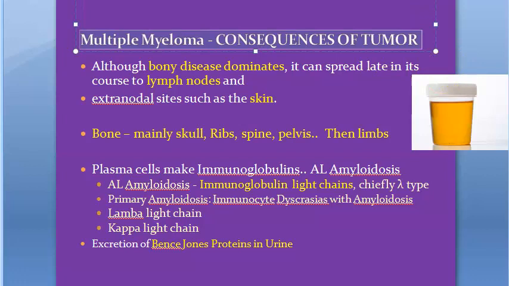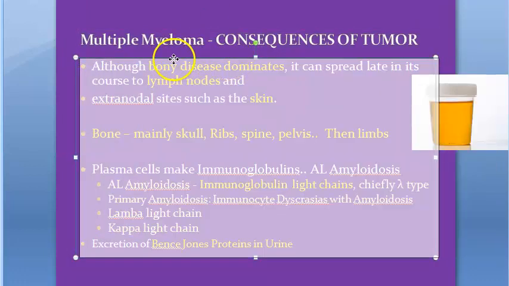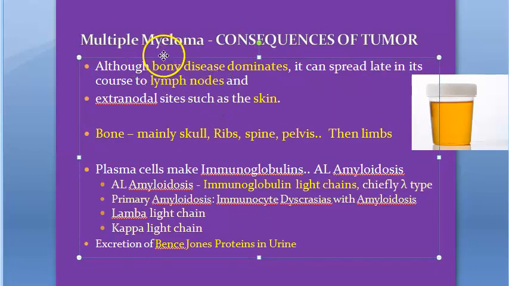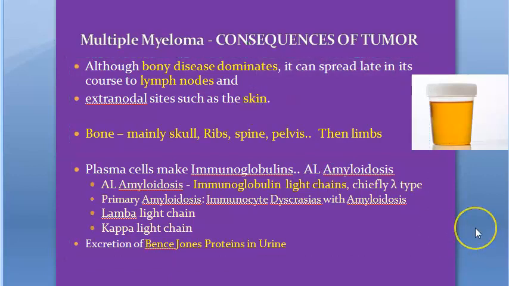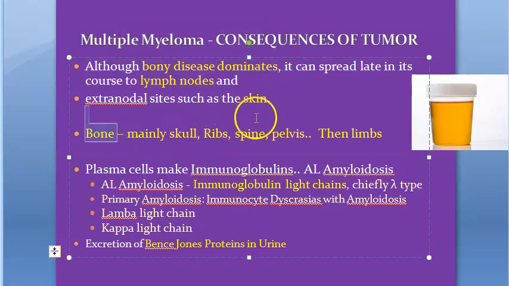So initially the bone is affected, right? Bone disease is dominating. But after some time, a lot of other things get affected. Lymph nodes, skin, everything will get affected. Even the brain, the kidney gets affected, the central nervous system gets affected. What else gets affected, you know? A lot of things get affected. We'll come to that. Now, in bone, mainly what and all are affected, you know? The skull, the ribs, the spine, the pelvis, the limbs. Then the limbs are affected, okay?